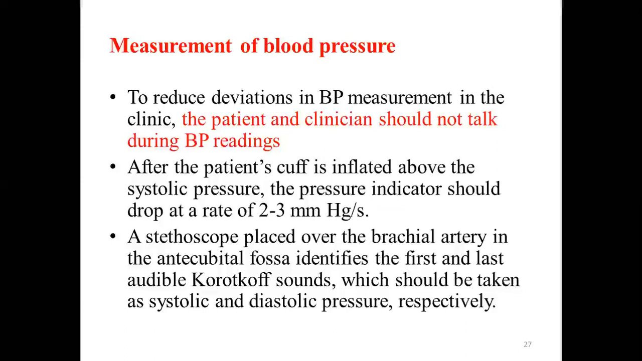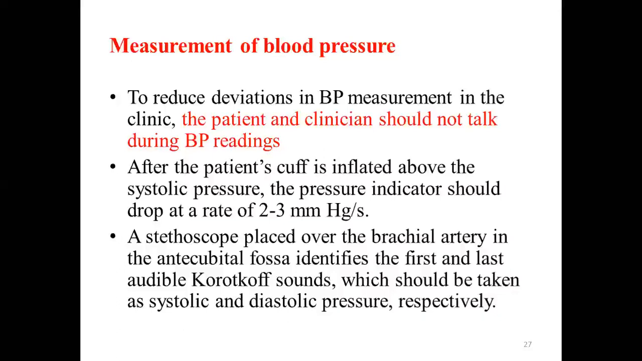So after the patient cuff is inflated above the systolic blood pressure, the pressure indicator should be dropped, so the knob will actually open slowly at the rate of 2 to 3 millimeter mercury per second. That is the recommendation. Then remember, the stethoscope should be placed so that you can actually hear on the brachial artery. I hope you know where it is, which is actually in the antecubital fossa, about 1 centimeter above the antecubital fossa. That is the location of the brachial artery.